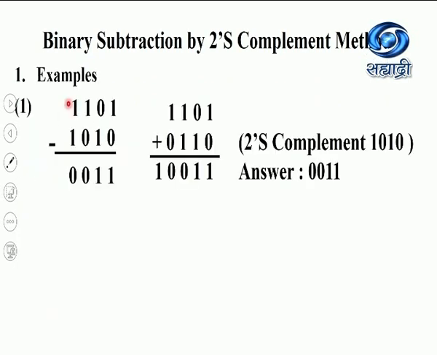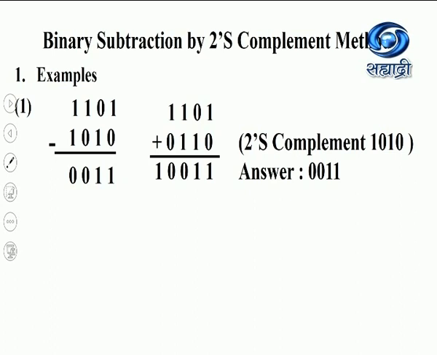Example. First, 1101 is the first binary number, a group of 4 bits. Next is 1010. This is the second group of 4-bit binary number. So we are subtracting these two groups of binary numbers. Let us start again with the LSB. 1 minus 0 is 1, 0 minus 1 is 1, 1 minus 0 is 0, 1 minus 1 is 0. So this subtraction is by the direct method. The answer is 0011.